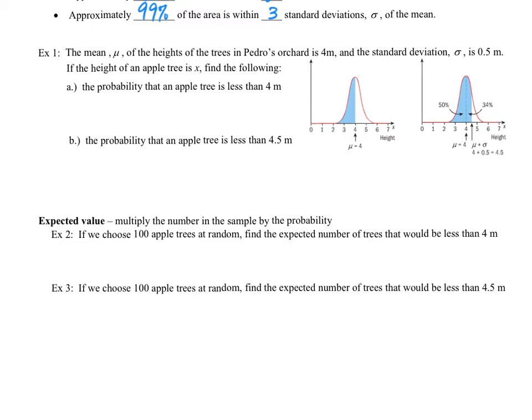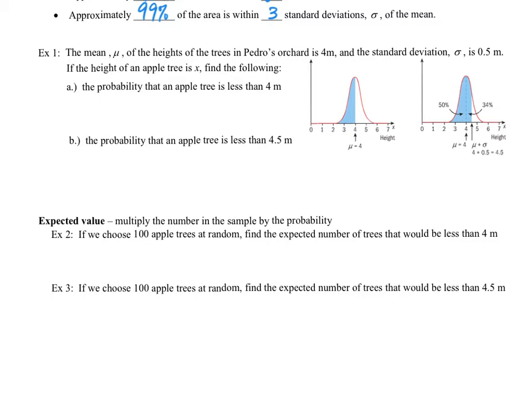So let's take a look at example 1 that says the mean mu of the heights of the trees in Pedro's orchard is 4 meters and the standard deviation sigma is 0.5 meters. If the height of an apple tree is x, find the following. So let's find the probability that the apple tree is less than 4 meters.